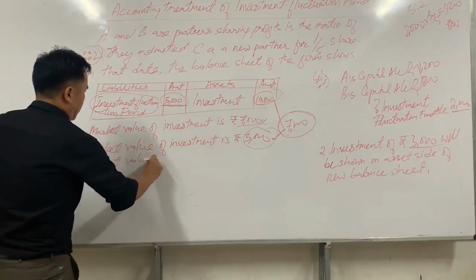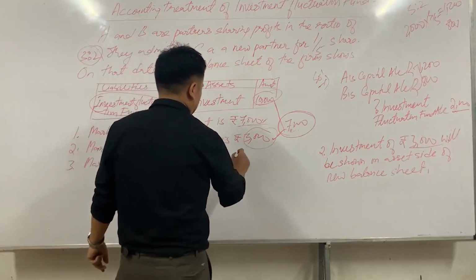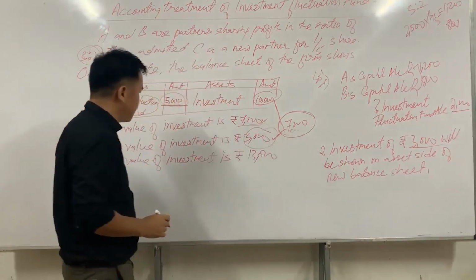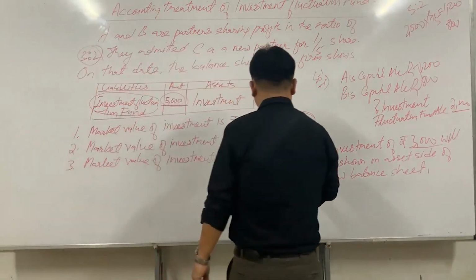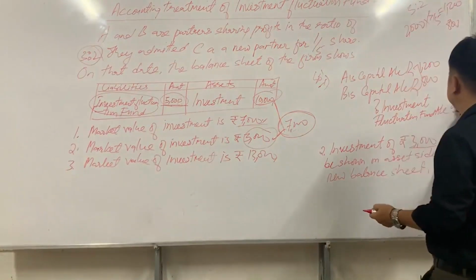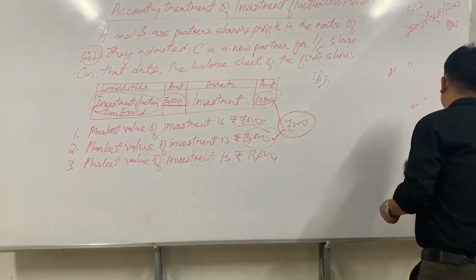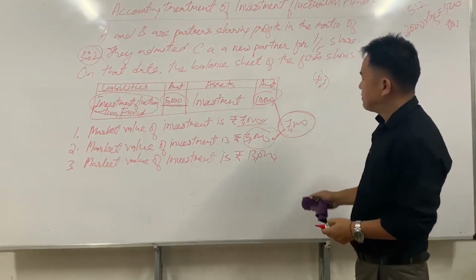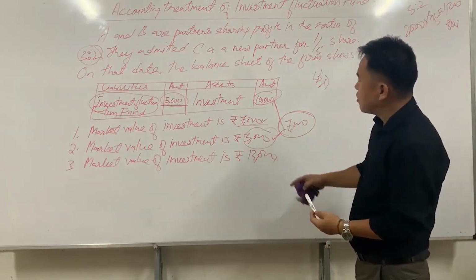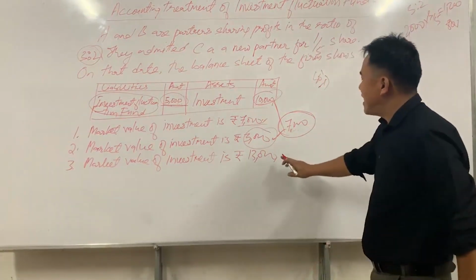Market value of investment is rupees 13,000, whereas its book value is 10,000. Since the market value of investment is 13,000 and the book value of investment is 10,000, there is a profit due to the increase in the value of investment.